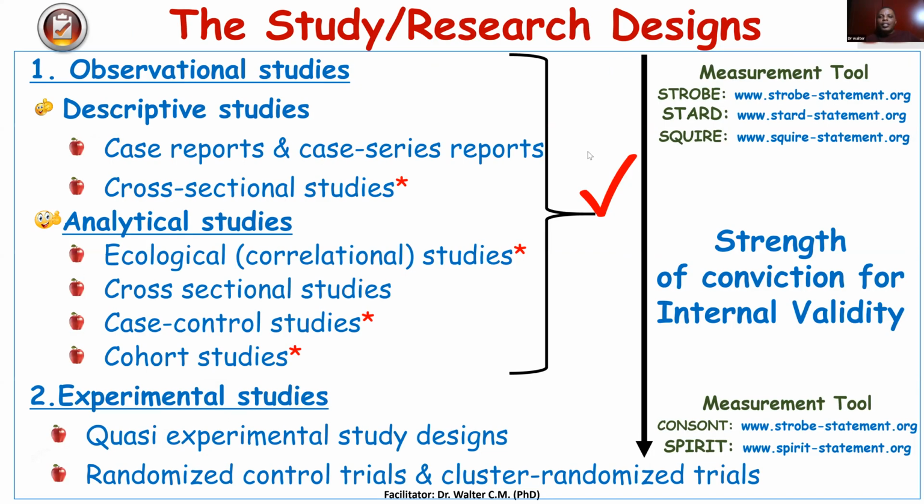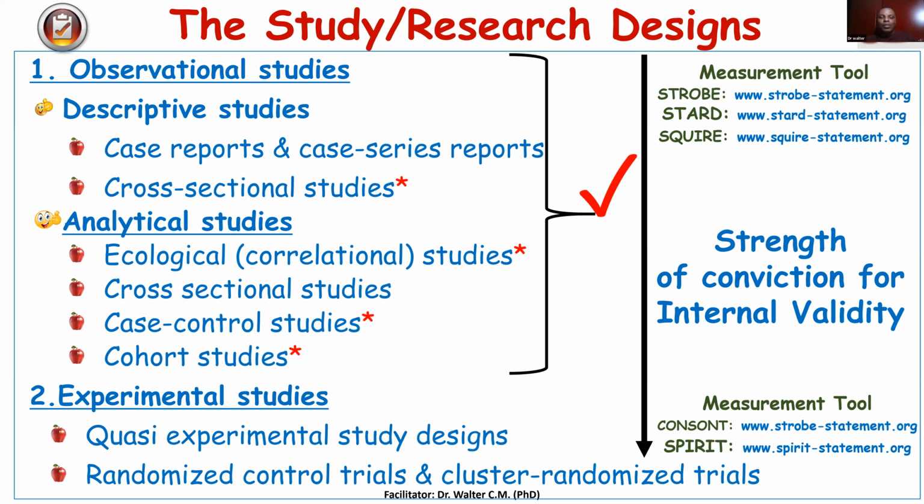Yes, so just a recap of what we did in the last session: observational studies have descriptive and analytical, of which we covered all of them. And now we are in the second class, which is experimental studies, of which we have quasi experimental and randomized controlled trials. And we said these are arranged chronologically from simple to complex.